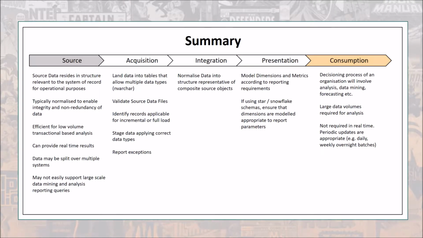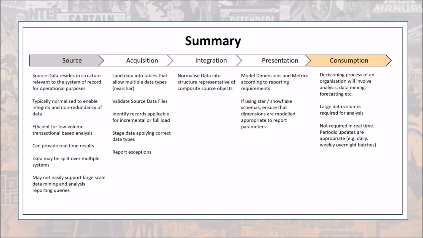To summarise, the source data resides in a structure relevant to a system of record for operational purposes. So your system of record would likely be in OLTP, so it's more about transactional data, about small records. When it's going into your data warehouse, it's about aggregating that information, and it doesn't need to be real time either. Data warehouses tend to have overnight batch processes. The source data, again, is typically normalized to enable integrity and non-redundancy of data. It's efficient for low volume transactional based analysis, gives you real-time results.